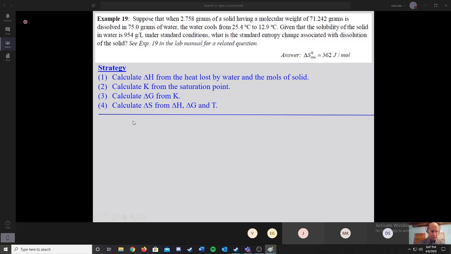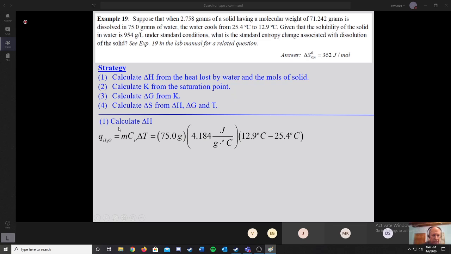So for step 1, calculate delta H. So delta H is equal to the heat added at constant pressure. And the heat that's added, we can find out from the temp change of the water. We're given the mass of water, which is 75 grams, and that's temp change, which is 12.9 and 25.4 for the range.